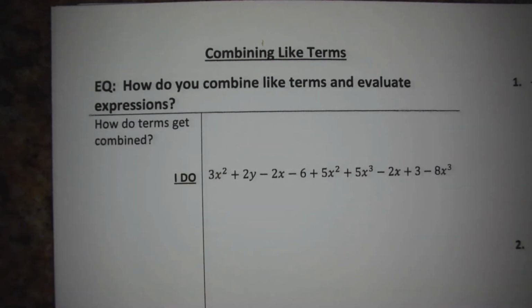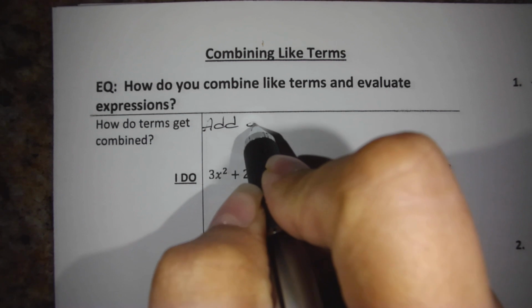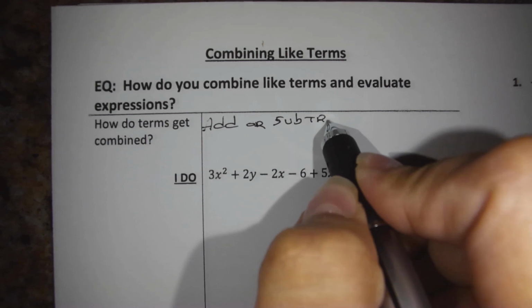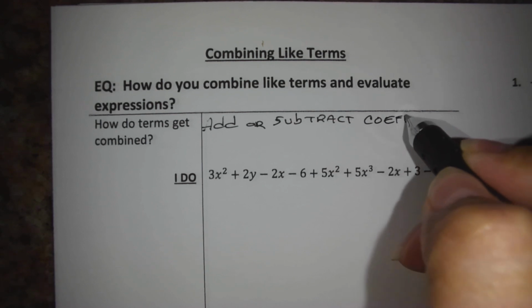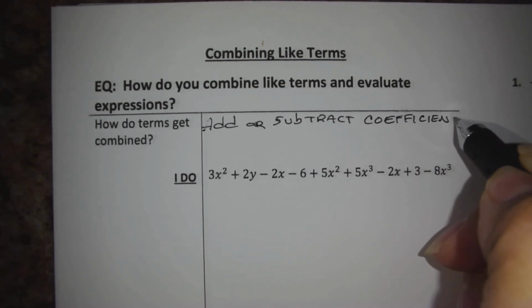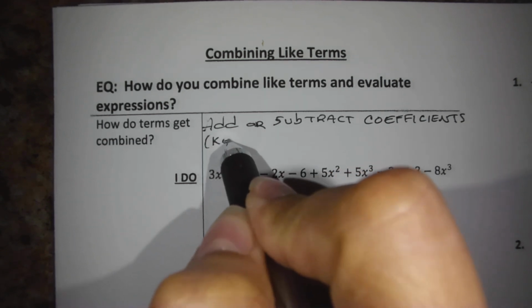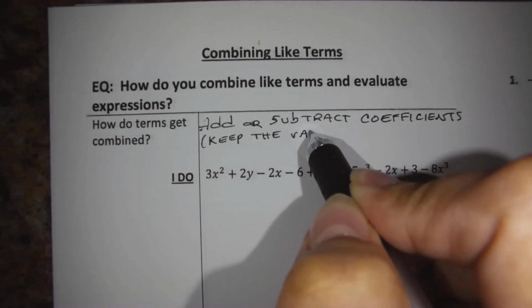So how do terms get combined? Well, you add or subtract coefficients. And we'll go into coefficients in a little bit. You all did this in 6th and 7th grade, so this should be a review of sorts. But that's okay. We'll go over adding and subtracting coefficients. And you're going to keep the variable and exponent.